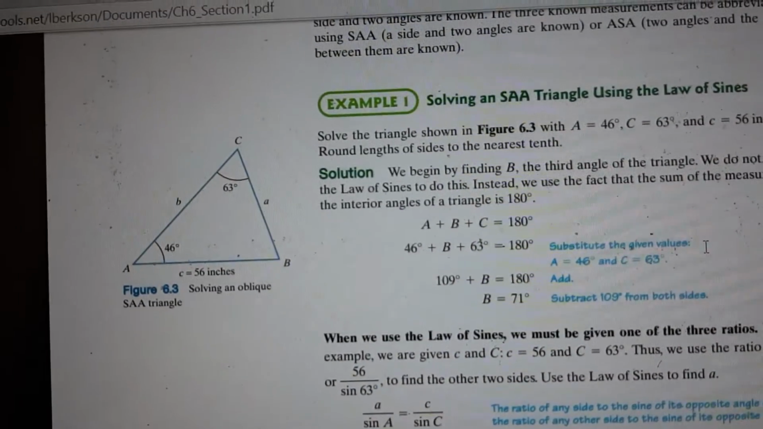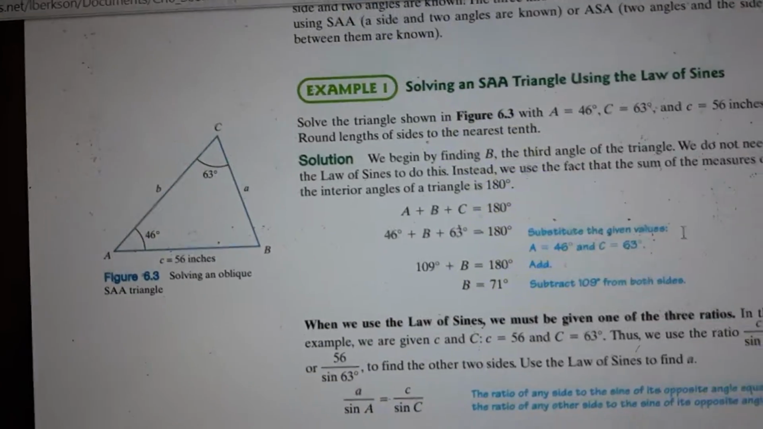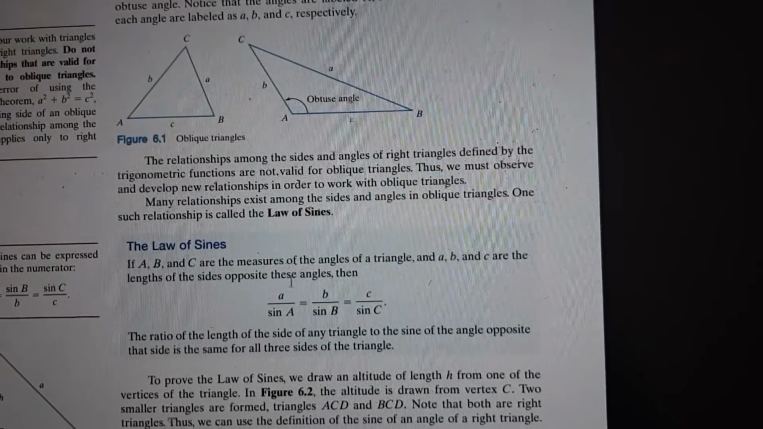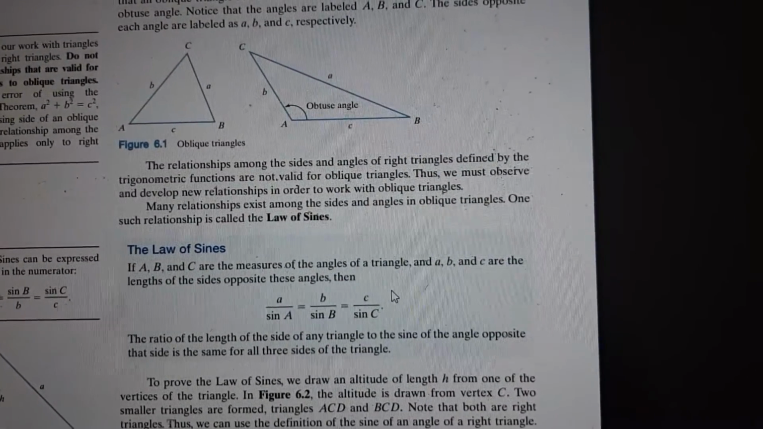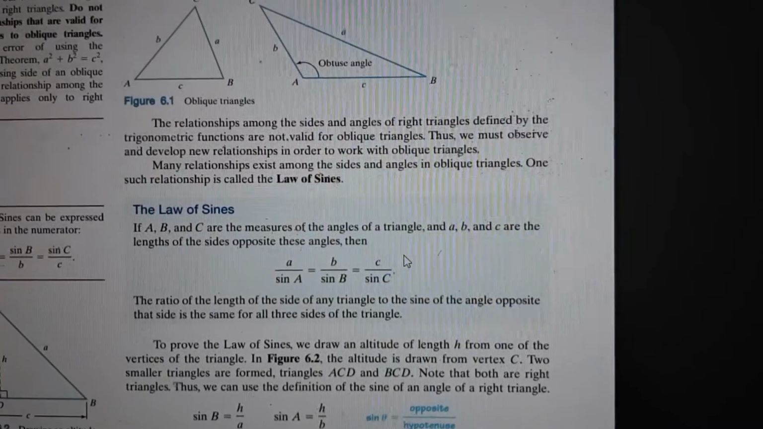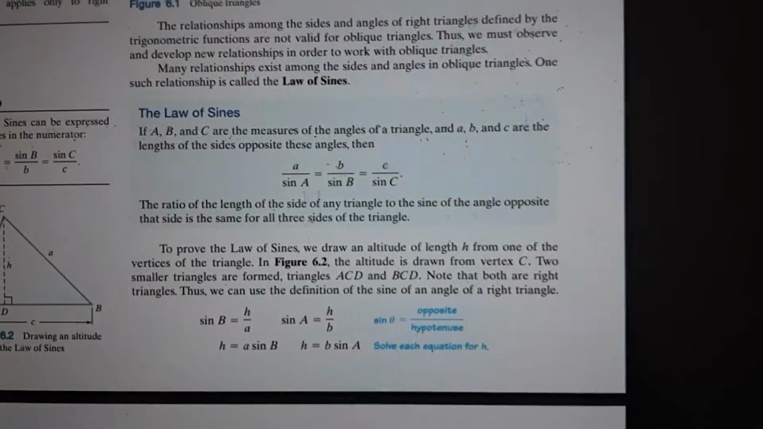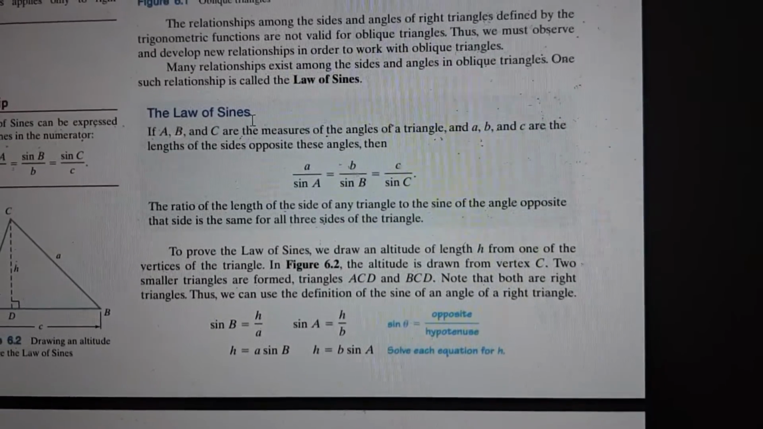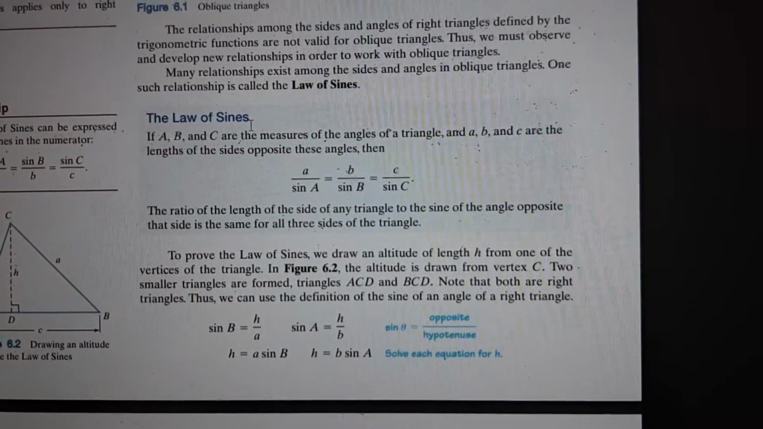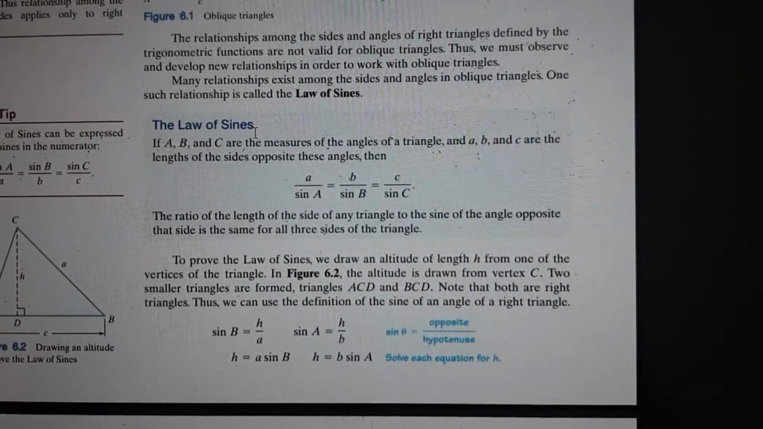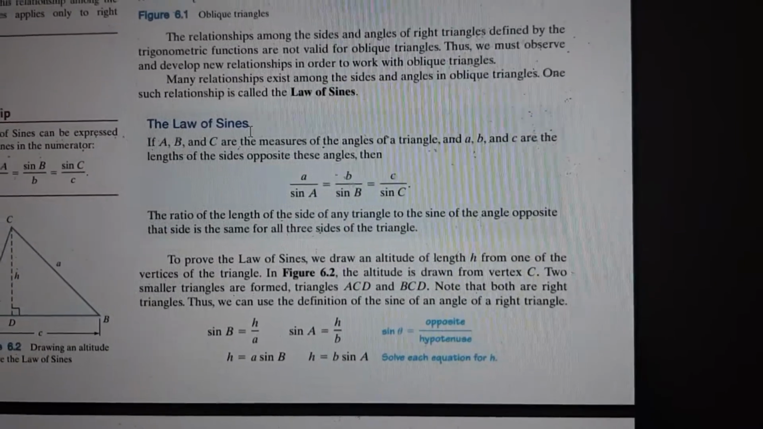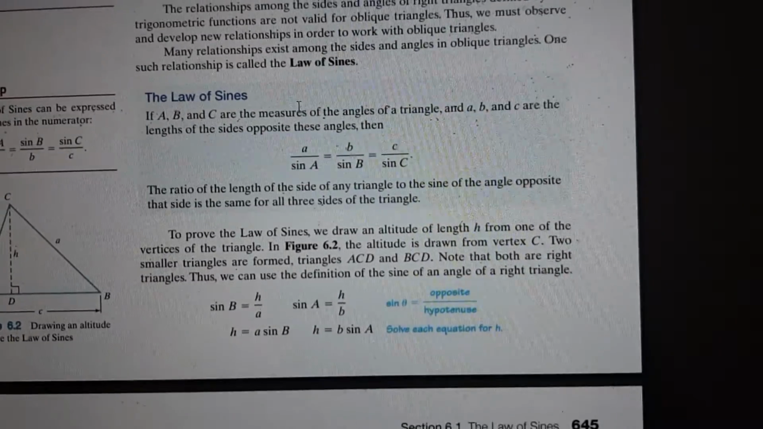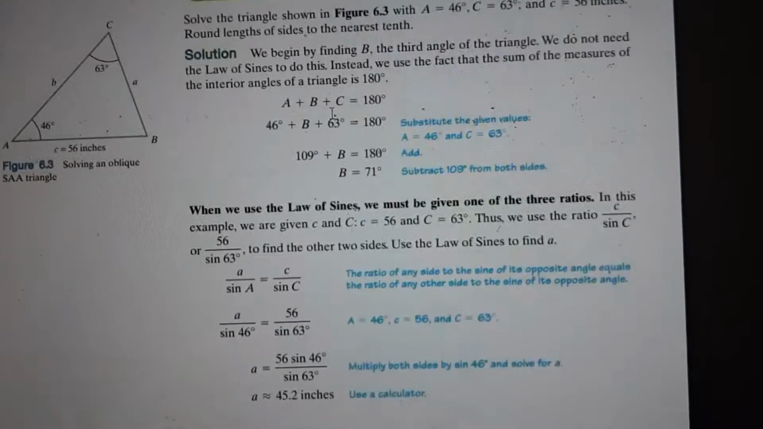We use it to find either a side that is unknown, whether it be side A, B, or C, and we use it to find also the angles that are unknown. Basically, we're going to be using the law of sines in order to solve a triangle entirely, finding all the remaining sides and all the remaining angles. That is our goal with this. Okay, so now we go to the example.